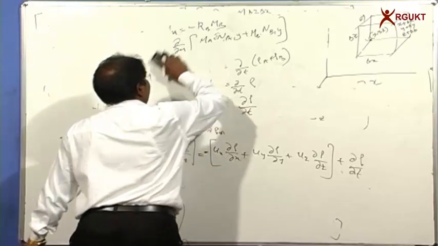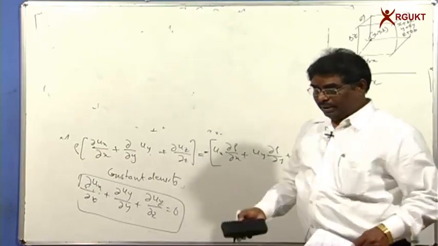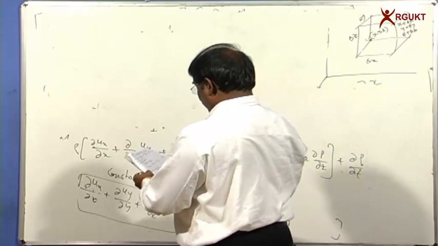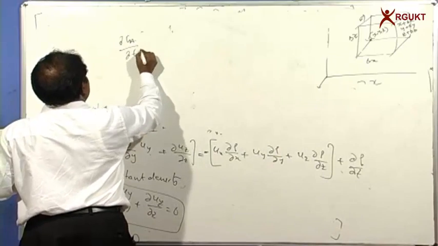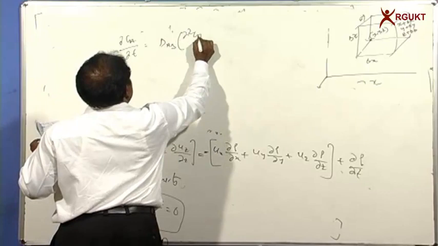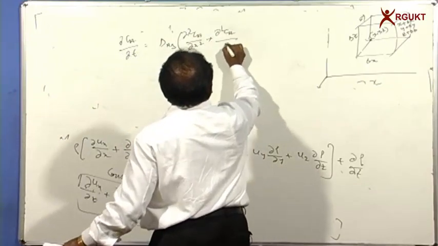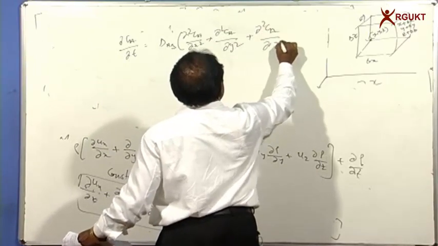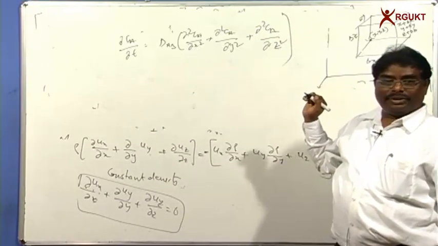Then one can write a mass balance equation for the component A, and if you simplify, one can show that we are going to get the Fick's second law equation, that is ∂C_A/∂t is equal to D_AB into (∂²C_A/∂x² plus ∂²C_A/∂y² plus ∂²C_A/∂z²). This is similar to Fourier's second law of heat conduction. This is what we call the Fick's second law equation, right?